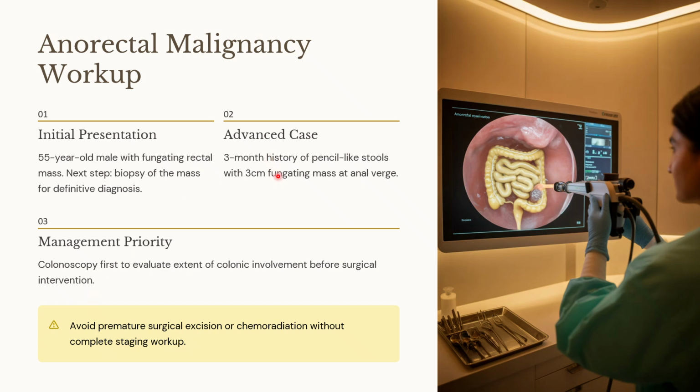treated. See, it can be another vignette where there is a 3-month history of pencil-like stools with a 3 centimeter fungating mass at the anal verge. So, because of the fungating mass, what is the next best step? Colonoscopy is the next best step if biopsy is not given.